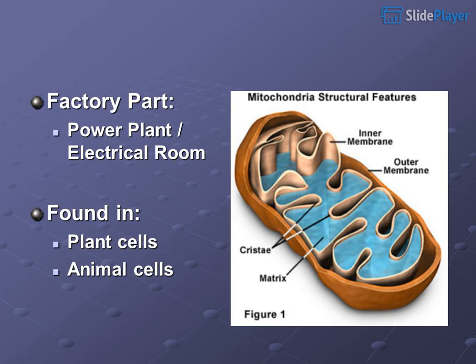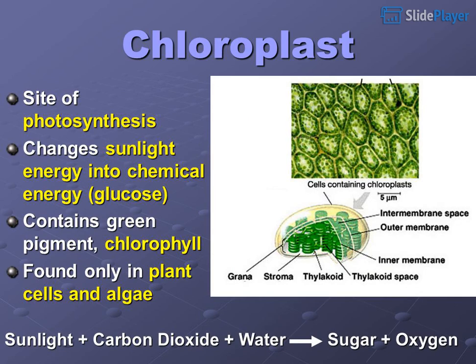Factory part: found in a power plant or electrical room. The chloroplast is the site of photosynthesis. It changes sunlight energy into chemical energy, glucose. It contains the green pigment chlorophyll and is found only in plant cells and algae. Chloroplasts absorb light, which is the catalyst for photosynthesis. Sunlight plus carbon dioxide plus water yields sugar plus oxygen.